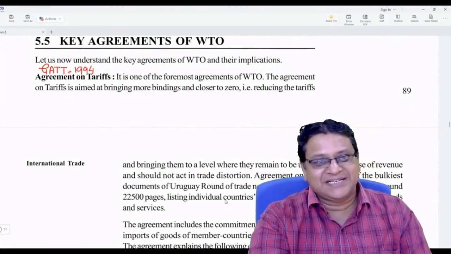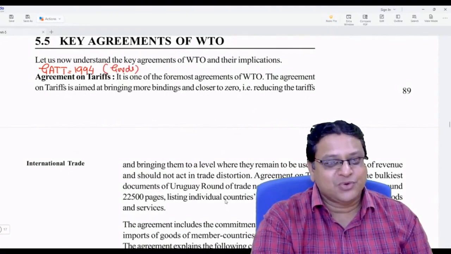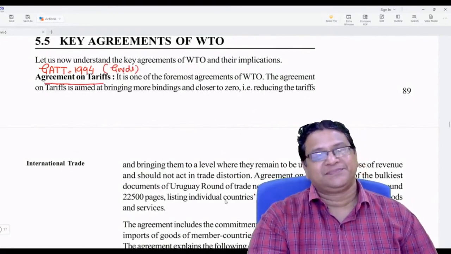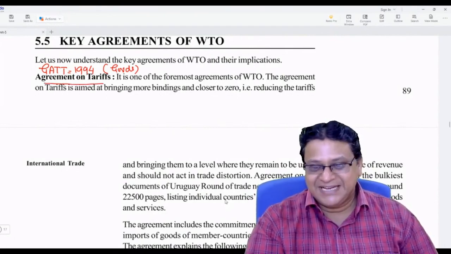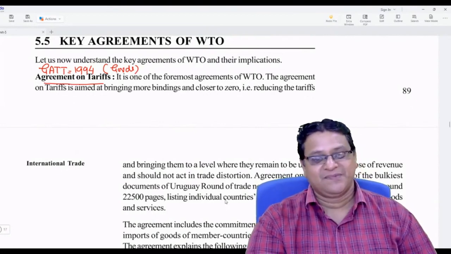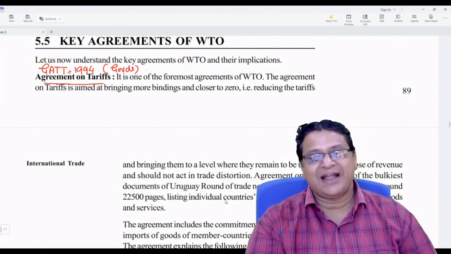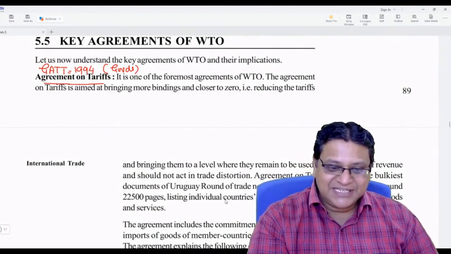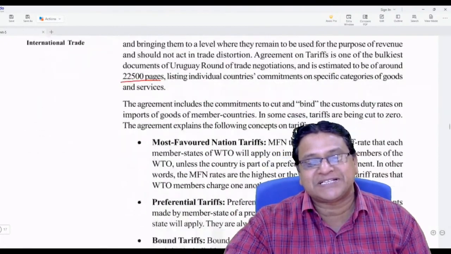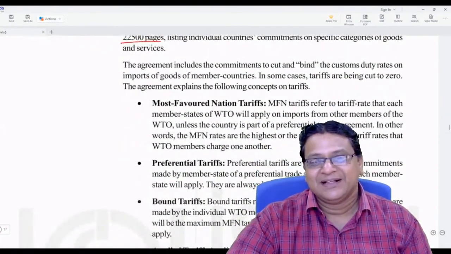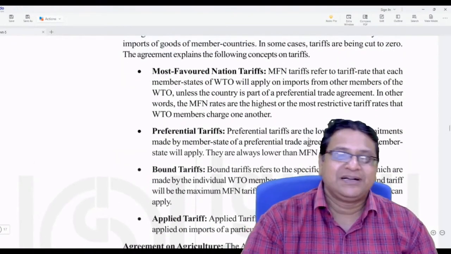So GATT agreement is related to goods. It is also known as agreement on tariffs. In case of GATT agreement, the member countries have decided to reduce tariffs. So GATT is the General Agreement on Trade and Tariffs. GATT agreement is the most voluminous agreement. It consists of 22,500 pages. The GATT agreement consists of the following four rules related to goods.